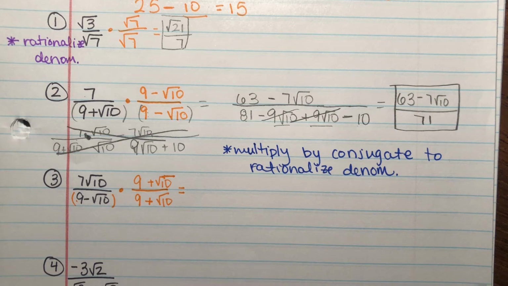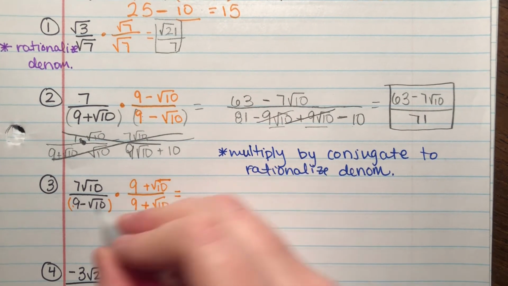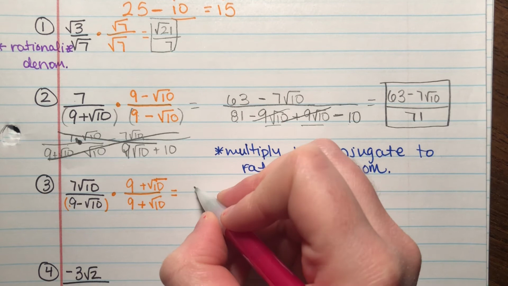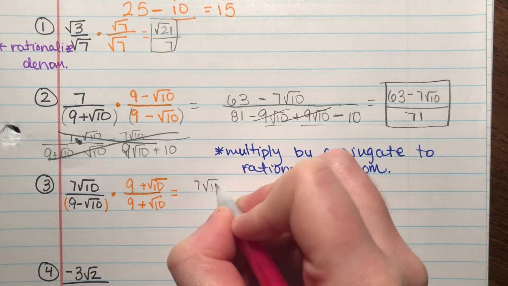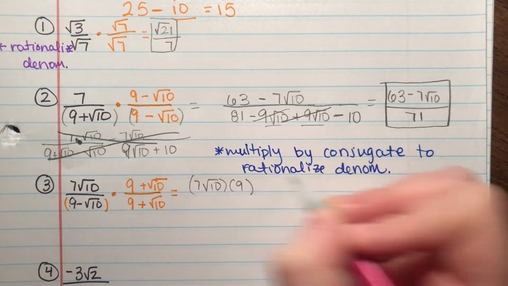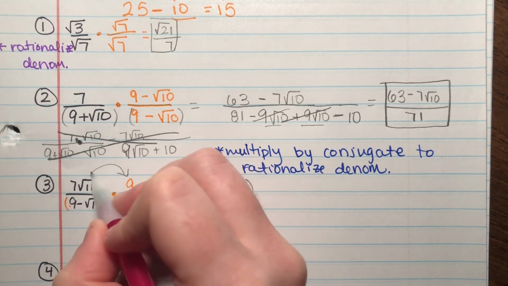All right, now I'm going to multiply. So I'm just going to, instead of distributing from here, kind of write this out using multiplication. So 7 square root of 10 times 9, right? Because I'm basically distributing here.